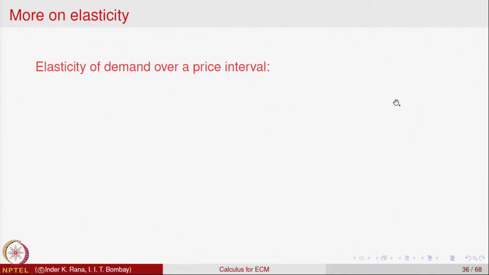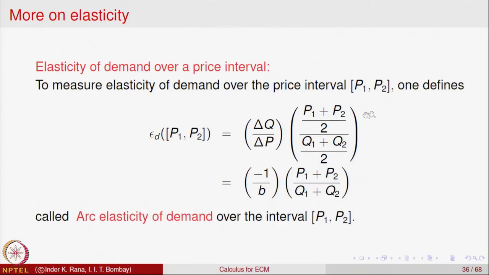Till now we have defined coefficient of elasticity of demand at a particular price P. We can also look at coefficient of elasticity of demand in a price range, in an interval from P1 to P2. So, to do that, to measure the elasticity of demand over a price interval P1 to P2, the coefficient of elasticity of demand in the interval P1 to P2 is defined as, this is a change delta Q by delta P.